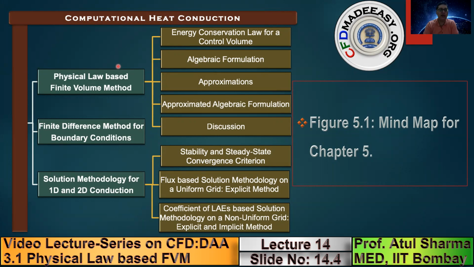And we need to do algebraic formulations for the grid points which are inside the domain, as well as for the grid points which are at the boundary. So the physical law-based finite volume method will be presented here to obtain the linear algebraic equation for the internal grid points, the yellow circles that I had shown in the previous lectures. And in the next lecture, the finite difference method will be presented for the discretization of the boundary conditions. Thereafter, I'll discuss the stability and the convergence criteria before I go into the solution methodology.